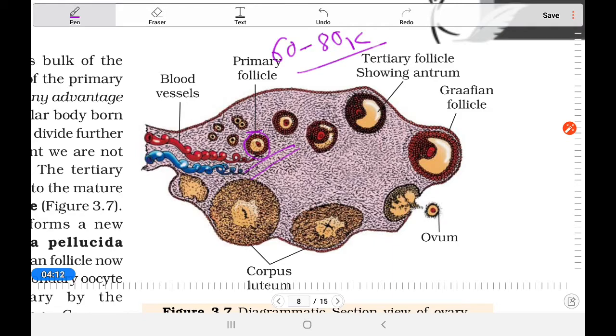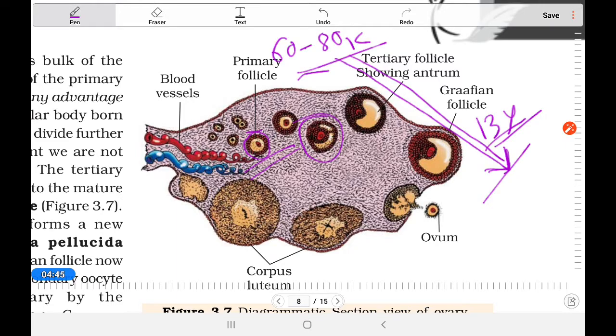Now see that at the time of birth all these are there, and then for a long period of 13 years, until this girl child reaches puberty, it remains in the same state. Then after that, the arrested part undergoes the next development. When the next development takes place, the primary oocyte turns into a secondary oocyte. If you say the follicle, then the secondary follicle.